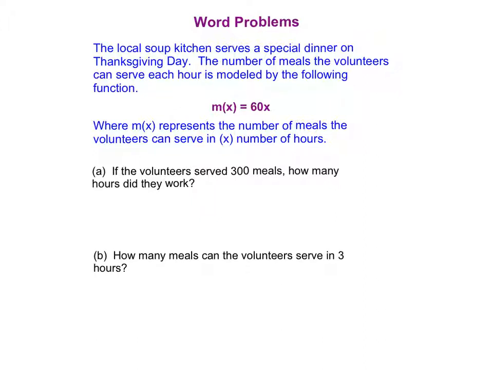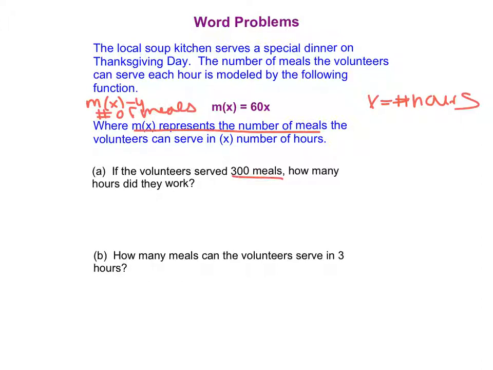Okay, so second example here, it says, the local soup kitchen serves a special dinner on Thanksgiving Day. The number of meals the volunteers can serve each hour is modeled by the following function. And it says where m of x represents the number of meals. So m of x or y is the number of meals that we serve. And then x is the number of hours. So it says if the volunteers served 300 meals, how many hours did they work?